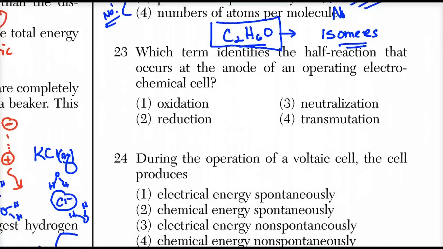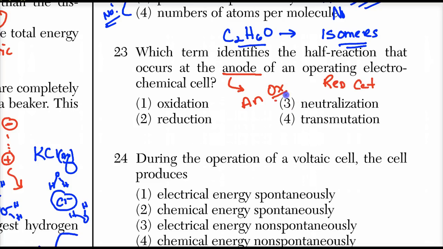23, which term identifies, getting into redox now, the half reaction that occurs at the anode of an operating electrochemical cell? Now we know from a very cool mnemonic, maybe not that cool, An Ox, Red Cat. So when I think of anode, I think of oxidation. The cathode, as you probably already know, is the place of reduction. So the anode is always a place where there's a loss of electrons. So number 1 is oxidation.